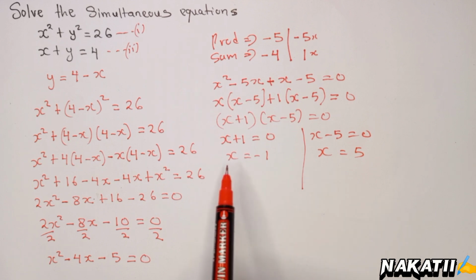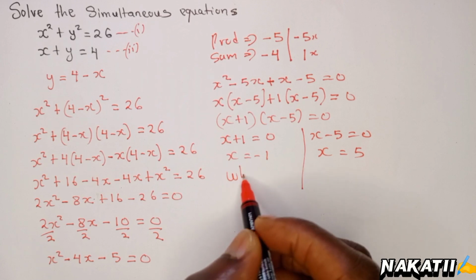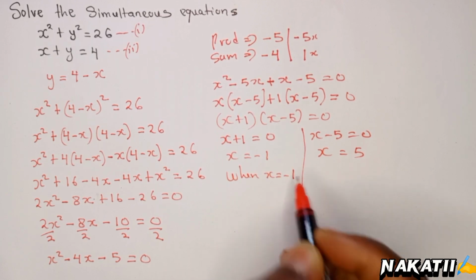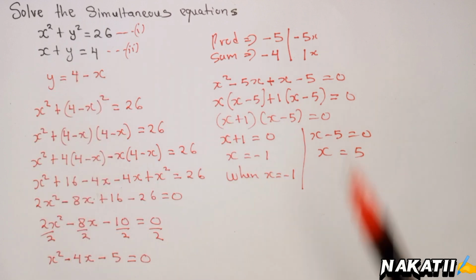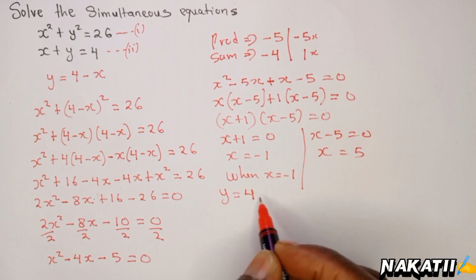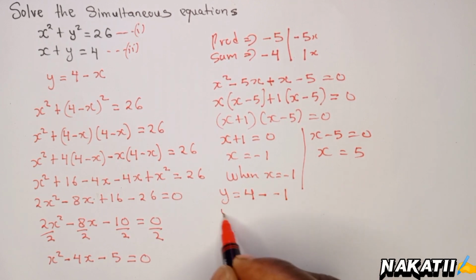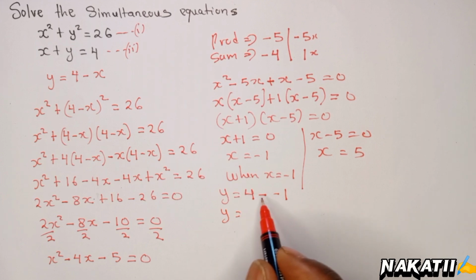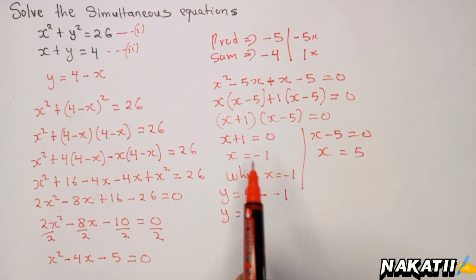We can start when x is negative 1. What will be the value of y? We say when x is equals to negative 1, we go back here where we said y is equals to 4 minus x. When x is negative 1, y will be equals to 4 minus x. X is negative 1. We'll get y is equals to 4 minus minus is plus. Therefore, it will be 4 plus 1, which is 5. And therefore, when x is negative 1, y is positive 5.